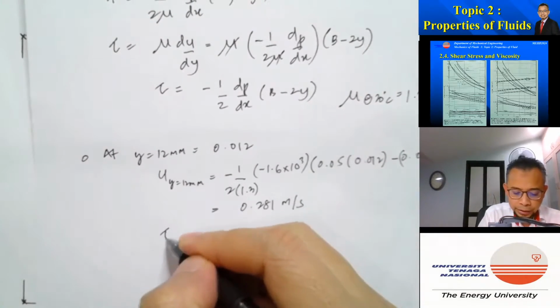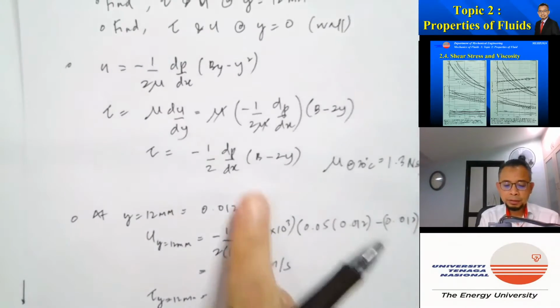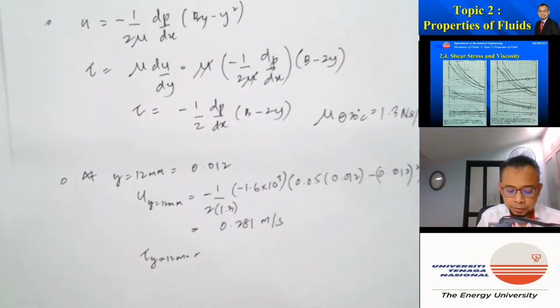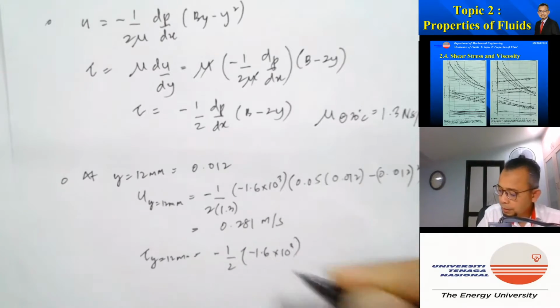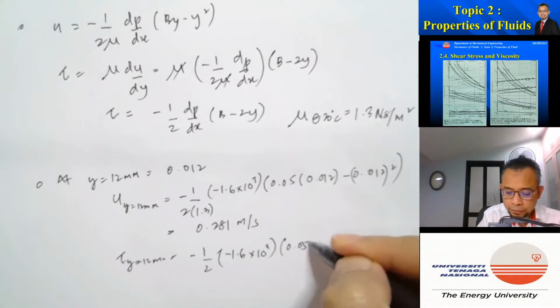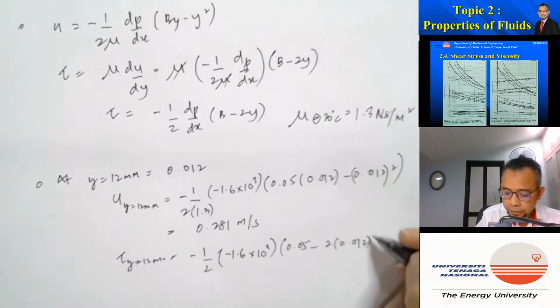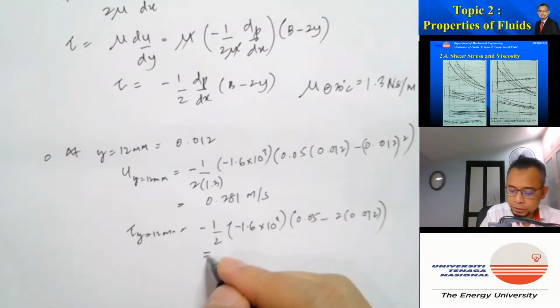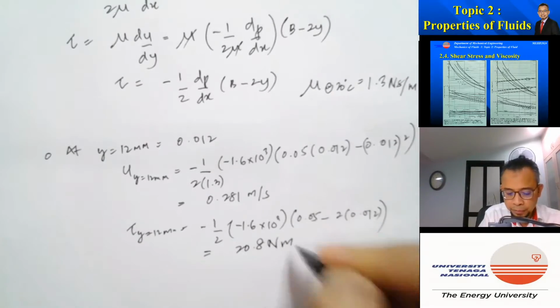And then the shear stress for y equal to 12 mm, because this is the expression, it's minus 1 over 2, dp/dx is minus 1.6 times 10 to the power of 3, and then B is 0.05 minus 2 times 0.012. That gives me the shear stress equal to 20.8 Newton meter.